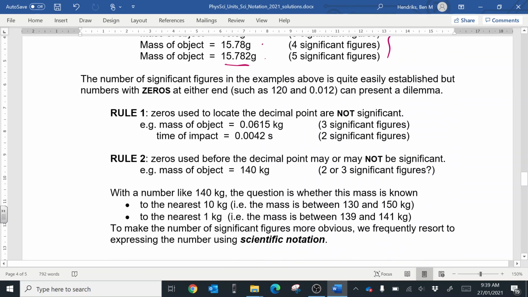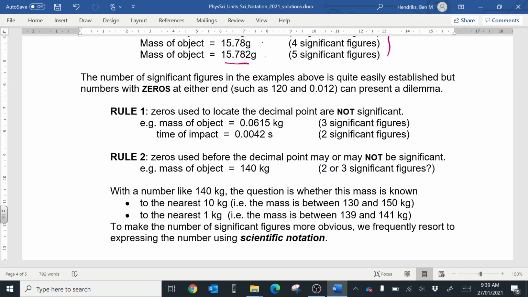So the first rule here is zeros used to locate the decimal point are not significant. So these zeros in front of the decimal place, they're not significant, but these last three are. So they're three significant figures. Similarly, the second one has two significant figures, even though there's five numbers in total in both of those.